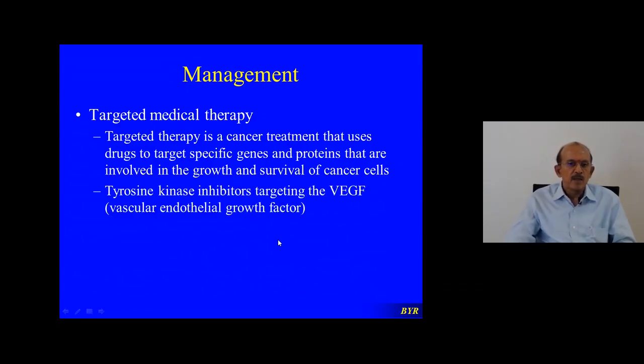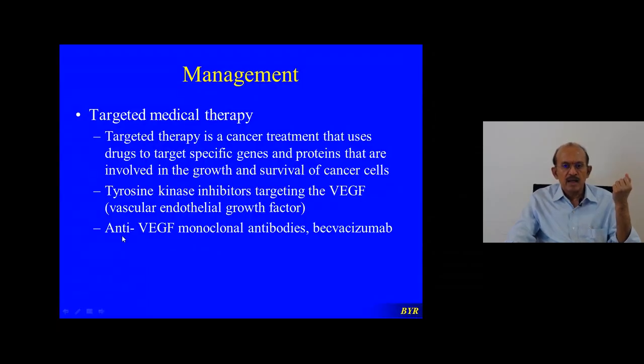So here, tyrosine kinase inhibitors are useful to target the vascular endothelial growth factor. So this is one of the things which is responsible for the growth of the kidney tumors. So there will be more development of the vessels here. So if you target these vascular endothelial growth factor, the vessels will shrink in size. The tumor necroses. Tumor does not spread.